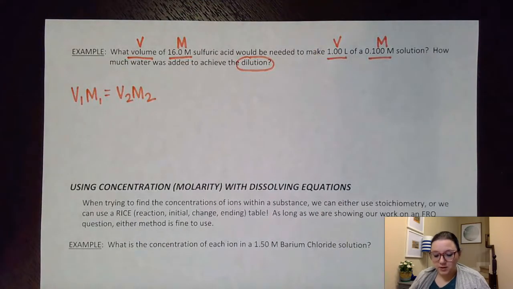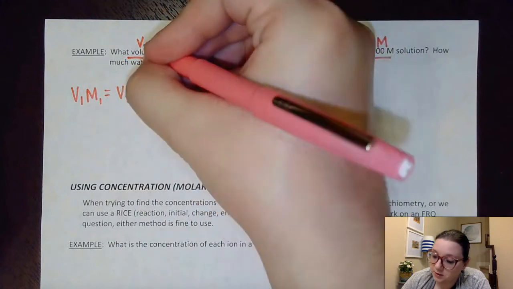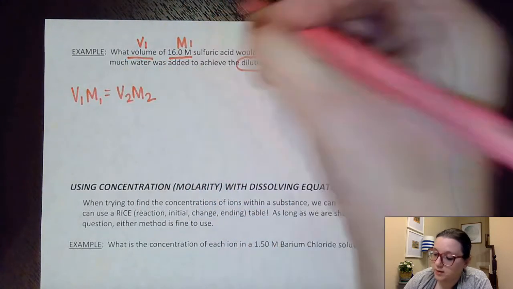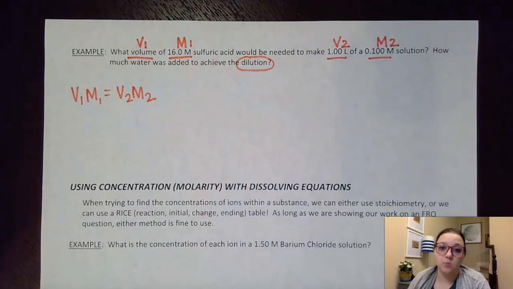So what I would want to do is identify which of these situations is my initial and which ones are my final. Now, it really doesn't matter what you put as the 1s and the 2s as long as you pair the correct things together. So really, this volume and this molarity need to go together. So I'm going to call those the 1s, and I'm going to call these guys the 2s since they went together as well.